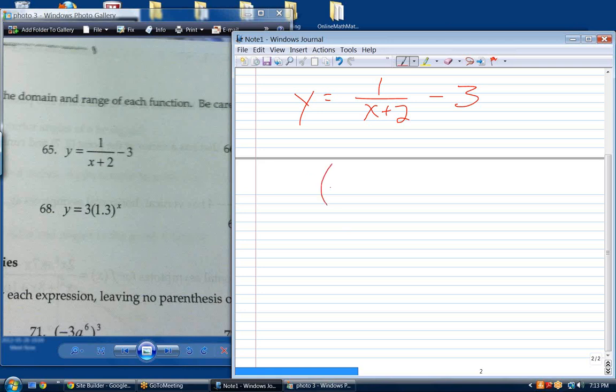Interval notation will go, x could go from minus infinity up to minus 2, parentheses, because it can't be minus 2, combined with greater than minus 2 up to positive infinity. So that would be interval notation if they want you to express it like that.